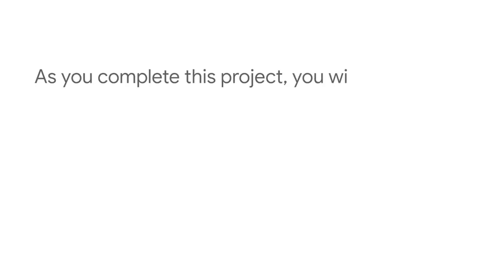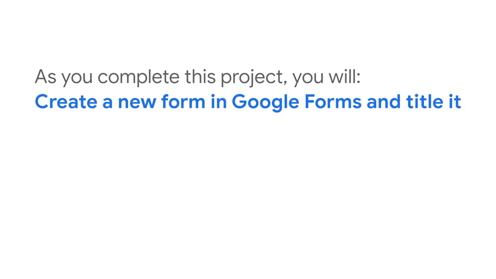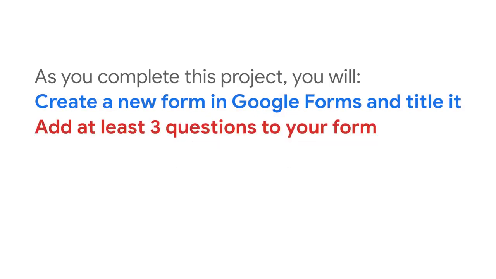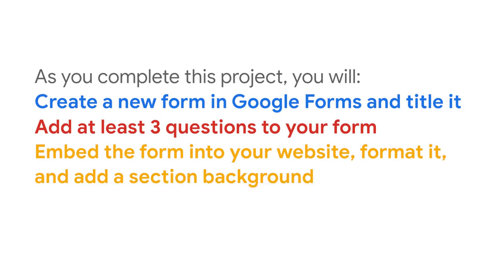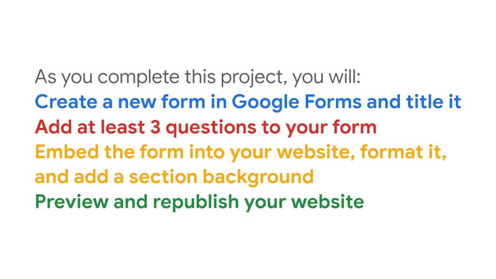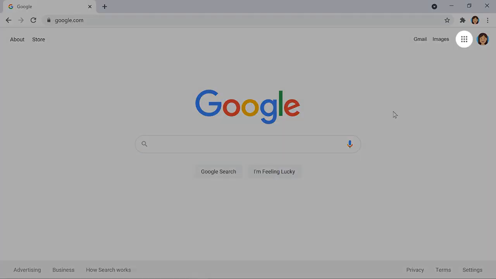As you complete this project, you will create a new form in Google Forms and title it, add at least 3 questions to your form, embed the form into your website, format it, and add a section background, and preview and republish your website. To begin, create a new Google form and title it.